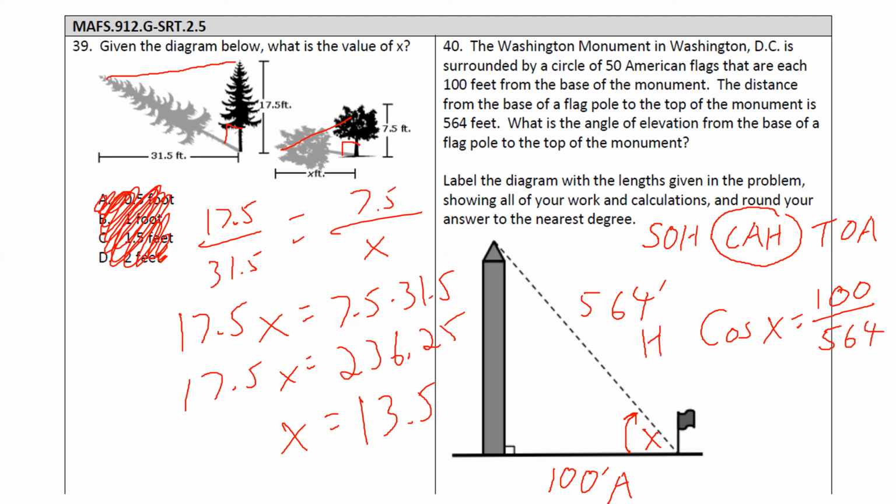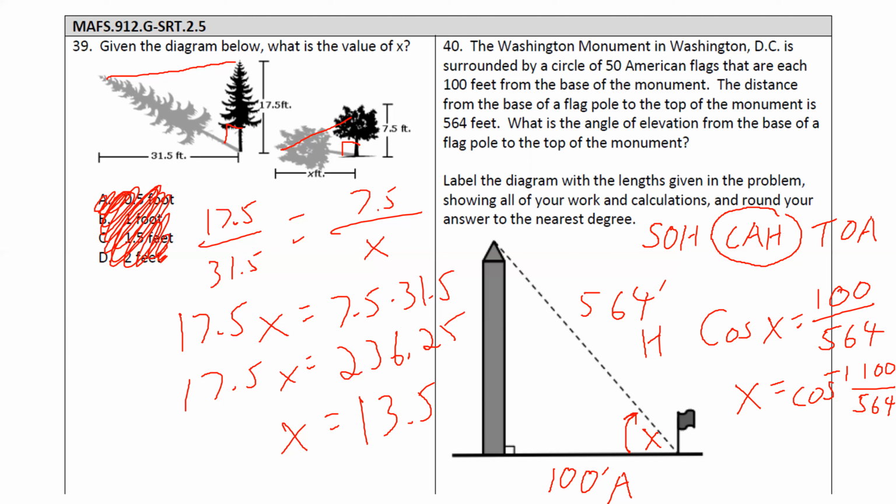We've got to get X by itself. When we're solving for an angle measure, that's where we use the inverse function. So we're doing the inverse cosine to find our answer. Let's take the inverse cosine of both sides. We're doing the inverse cosine of 100 over 564. And that's what you have to type into the calculator. If you want to do the fraction first and get a decimal and then do inverse cosine, that's fine.